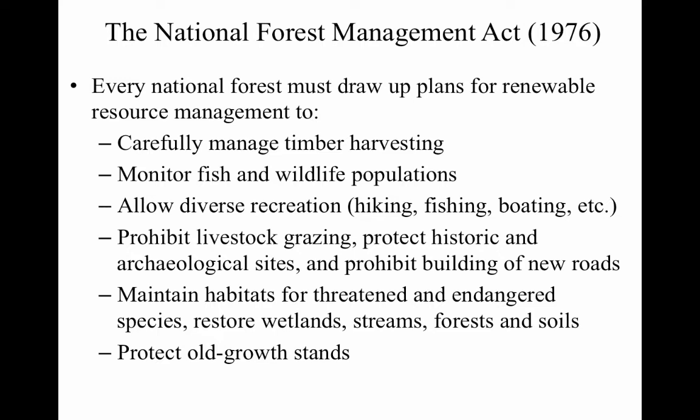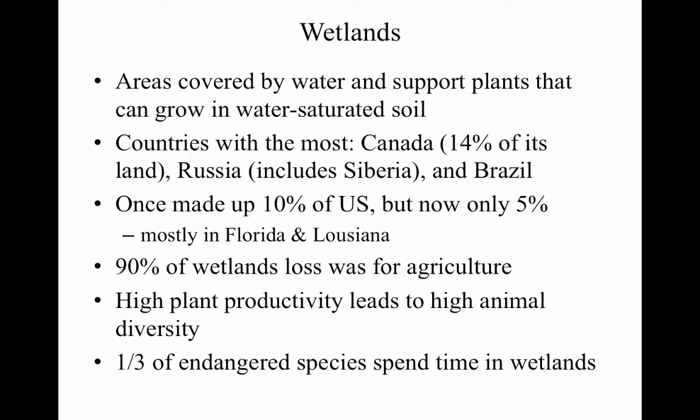They want to maintain habitats for threatened and endangered species, restore the wetlands, streams, forests, and soils, and also old growth stands, which the old growth forests are completely eliminated on the eastern half of the country, but there are still some out in, say, California, where they have redwoods that are estimated to be 2,000 years of age.